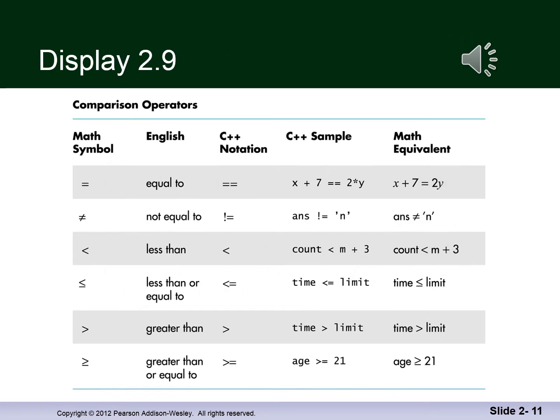This slide lists the most common comparison operators. Equal to, the math symbol equal to, is two equal signs next to each other, or equivalency. And there's an example of how it would be used in an expression. Not equal to, exclamation point equal to symbol, less than or equal to, greater than or equal to. And examples of C++ Boolean expressions are listed in the fourth column on this slide.